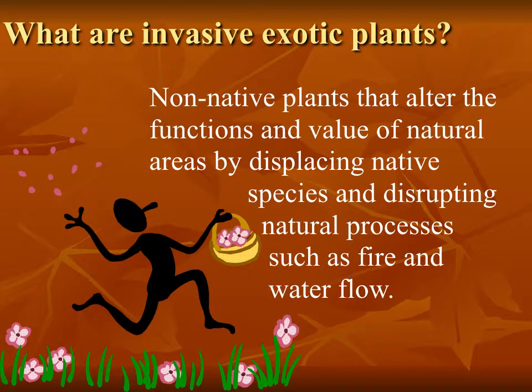So, what are invasive exotic plants? They're non-native plants that alter the functions and value of natural areas by displacing native species and disrupting natural processes such as fire and water flow. A good example is the Old World climbing fern and the Japanese climbing fern. They bring fire up to the canopy in trees that don't generally have a problem with fire in our fire-dependent communities of Central Florida. But once the fire is carried up to the top of the canopy, that usually causes a lot of problems for those particular species of trees.